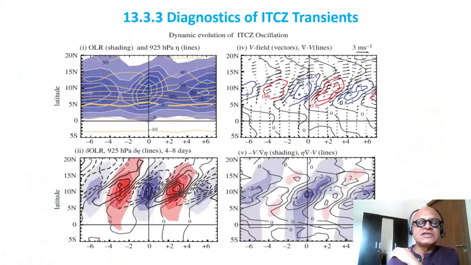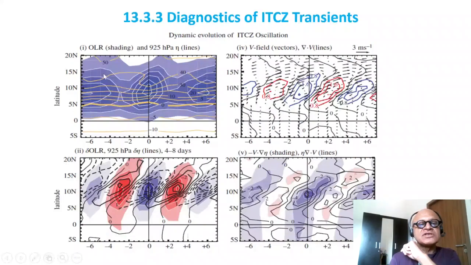In the diagnostic of ITCZ transients, again look at the time-latitude diagrams for the same construct as before, with peak convection at 7.5 north, 6 days before and 6 days after. And for the same section, look at the vector velocity fields and the divergence lines, as well as the budget terms in terms of delta OLR and delta ADA. So these are filtered at the 4 to 8 day time scale to see how the balance of vorticity happens.